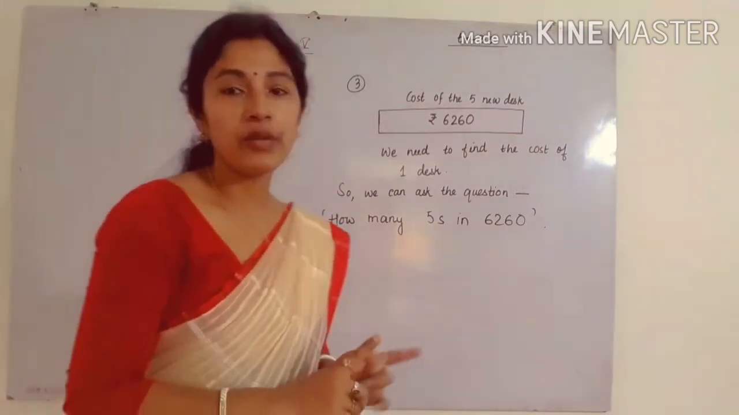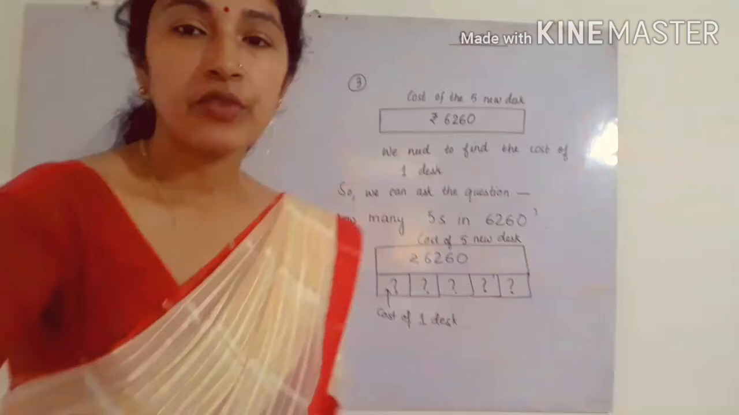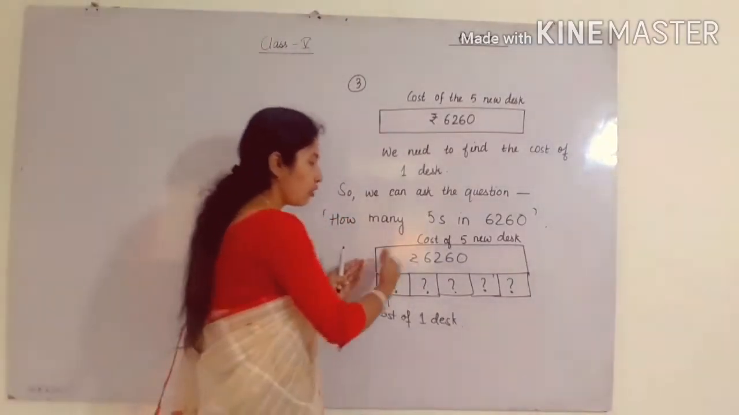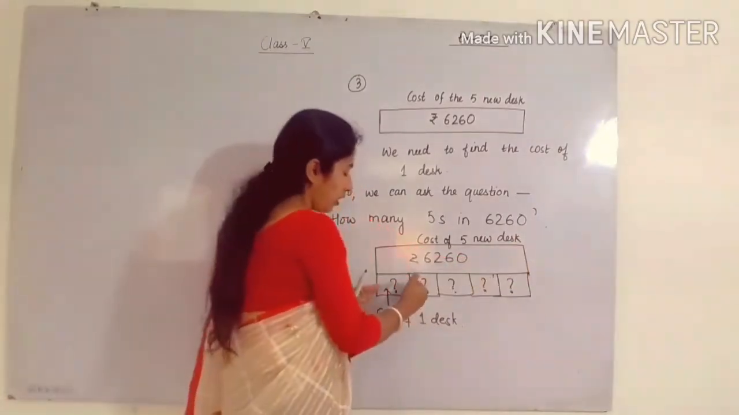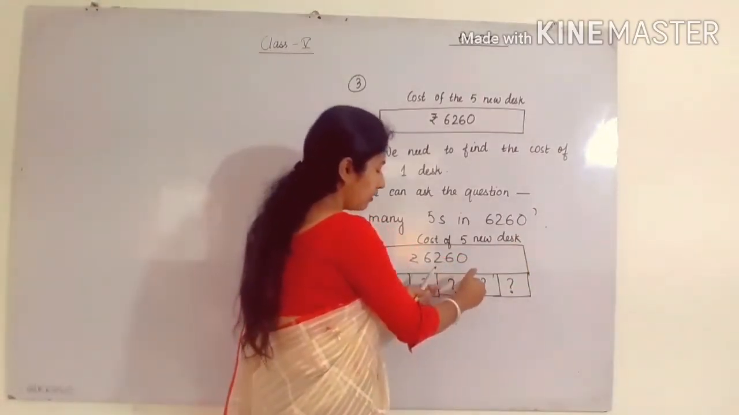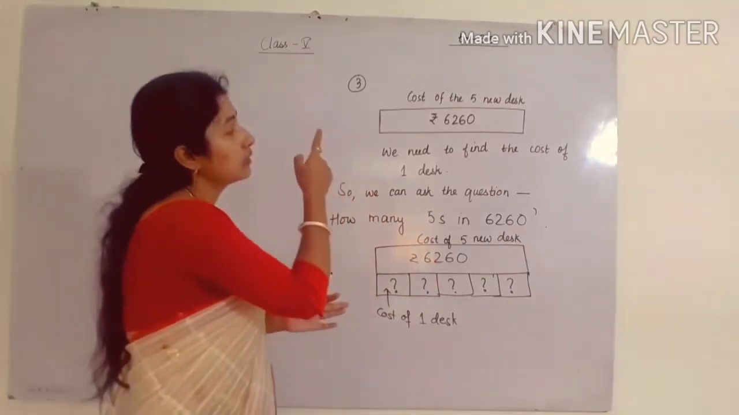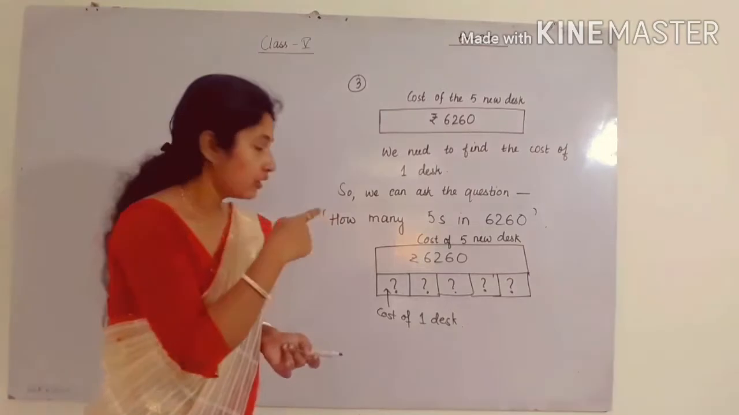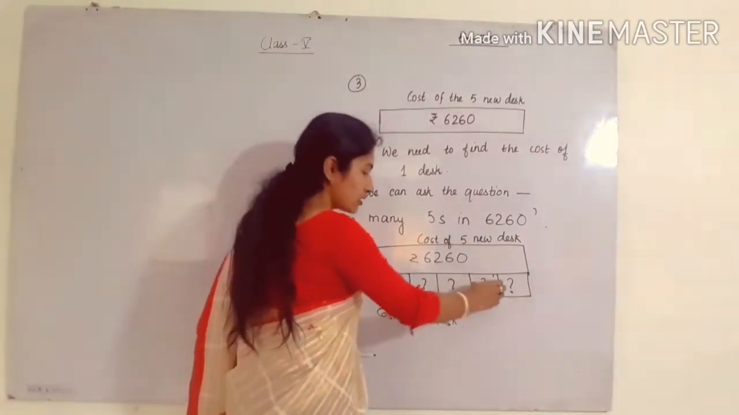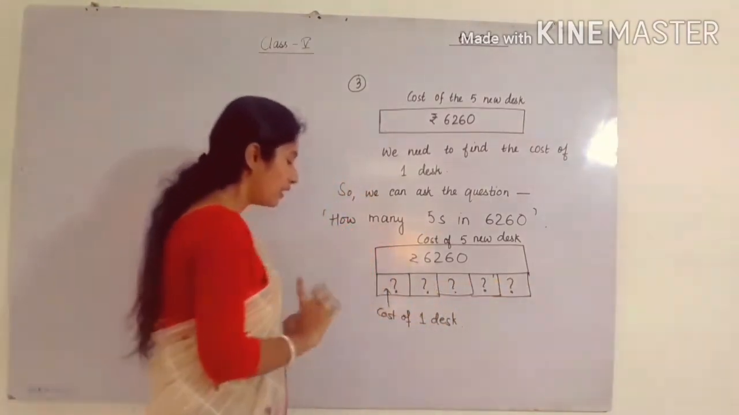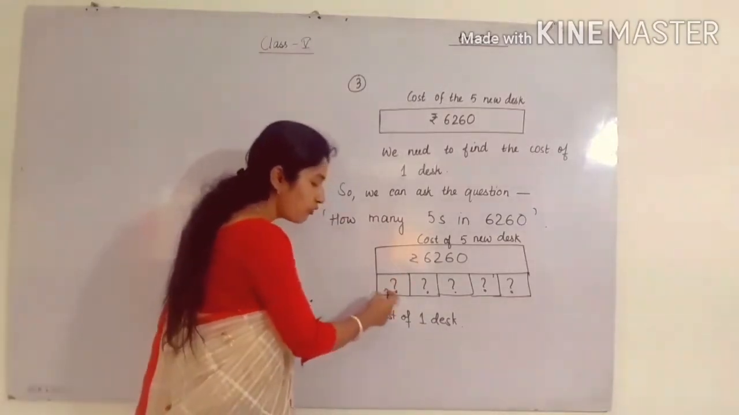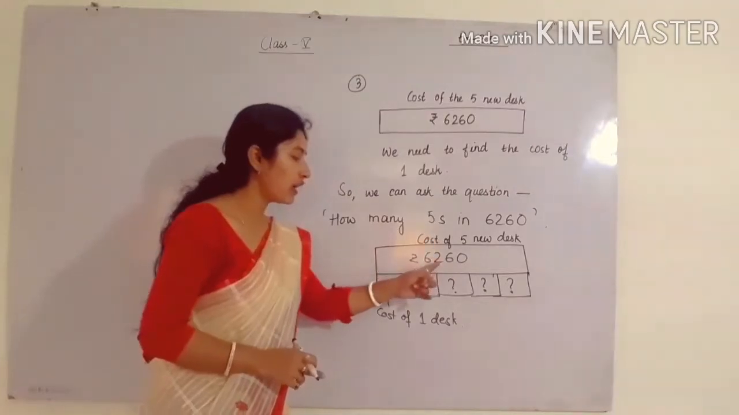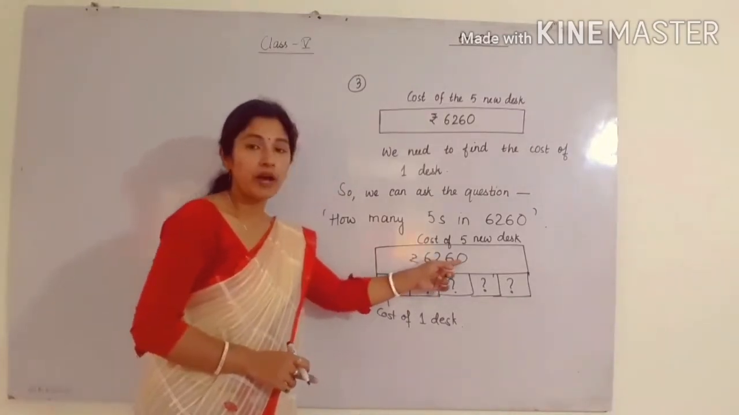So again we have to make another model. See the second model. The quantity is given: the cost of 5 new desks is given. They have already written that there are 5 new desks, so we can make 5 equal boxes, 1, 2, 3, 4, 5. Now what will be the cost of one new desk? We have to find it. We can easily find it by using division. So we have to divide 6260 by 5.